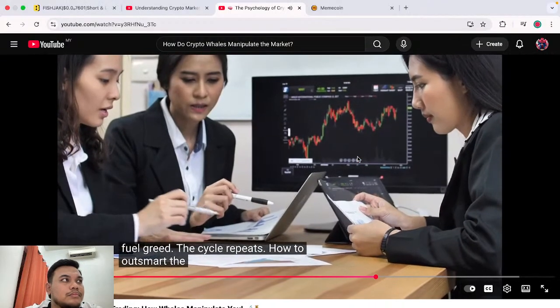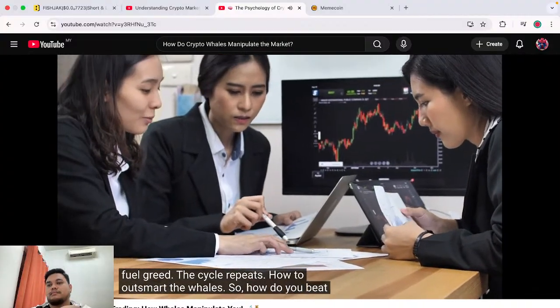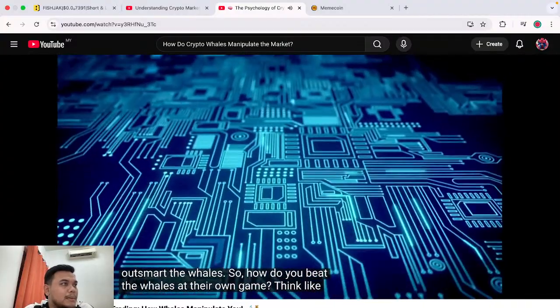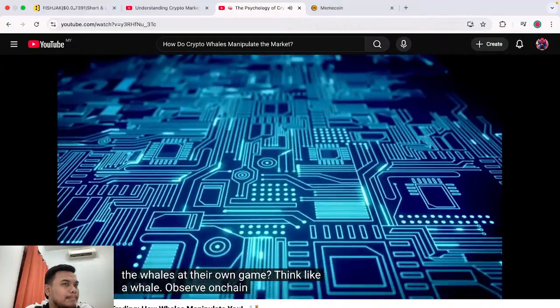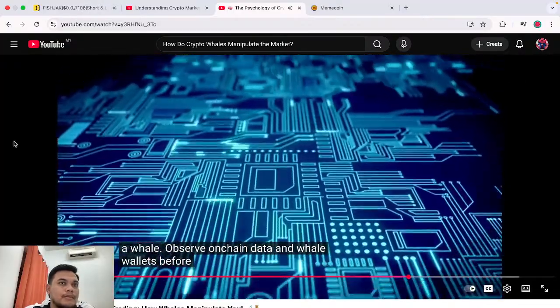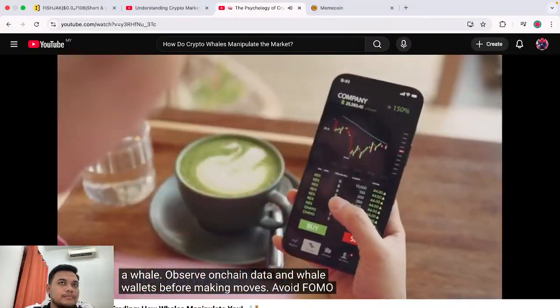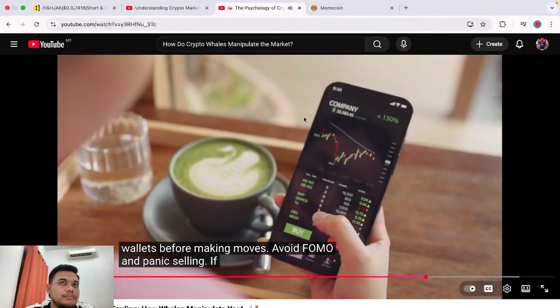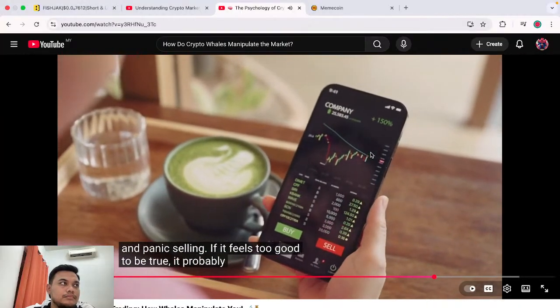How to outsmart the whales. So, how do you beat the whales at their own game? Think like a whale, observe on-chain data and whale wallets before making moves. Avoid FOMO and panic selling. If it feels too good to be true, it probably is.